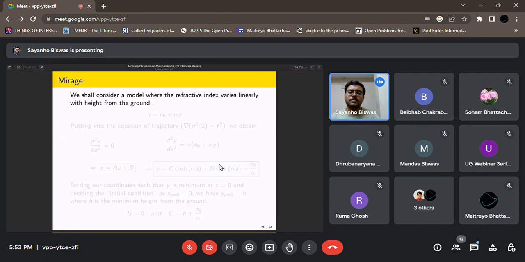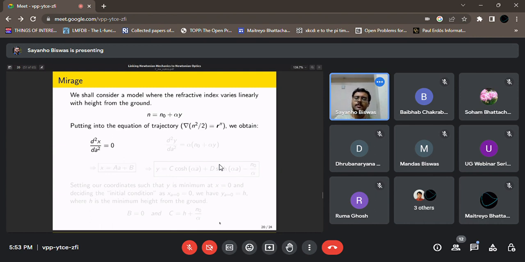So we are taking a toy model in which the refractive index varies linearly with height. This is a simple model where n is n naught plus alpha times y, where alpha is some constant that is given, or that we might take out experimentally. Whatever it is, alpha is a constant in this toy model. y is the height. n naught is naturally the refractive index at y equals 0, that means the refractive index at the ground level.